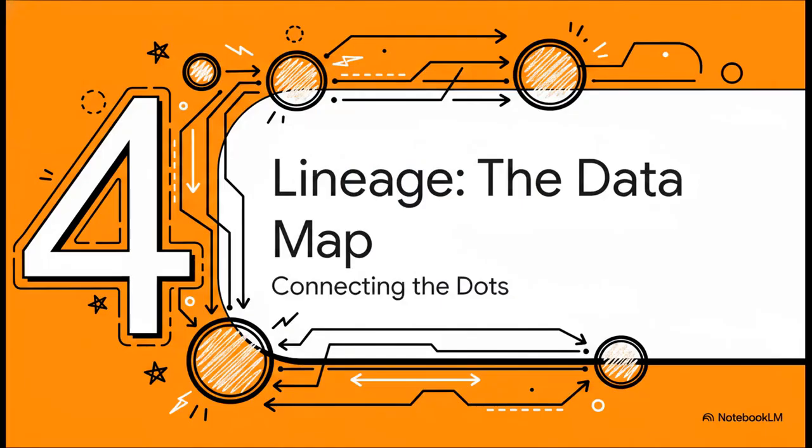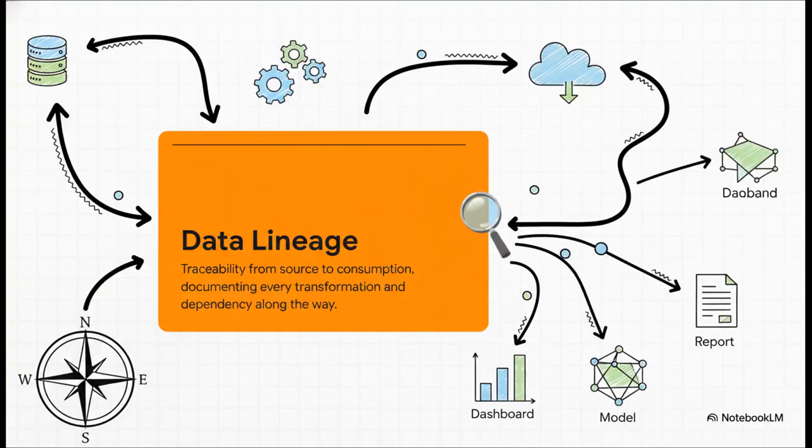Okay, now let's talk about the pillar that really elevates observability from just a defensive tool into a strategic weapon. This is the one that connects all the dots: data lineage. To put it simply, data lineage is a map of your data's journey. It shows you exactly where a piece of data came from, every single transformation it went through, and every dashboard, model, or report that depends on it downstream. It's literally the GPS for your entire data ecosystem.